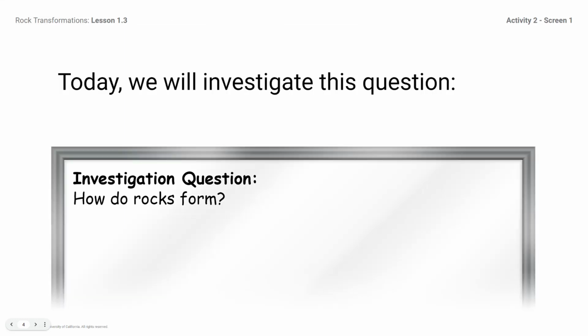Today, we will investigate this question. How do rocks form? Remember, our Chapter 1 question is, how did the rock of the Great Plains and Rocky Mountains form? Before we can determine how the rock in those two regions formed, we need to understand the ways in which rocks can form in general.